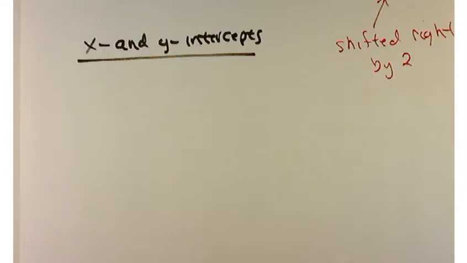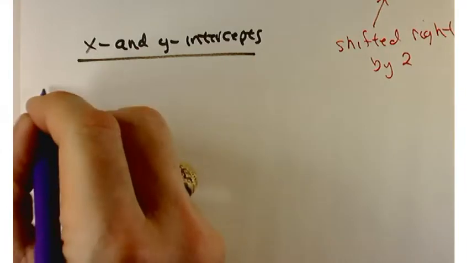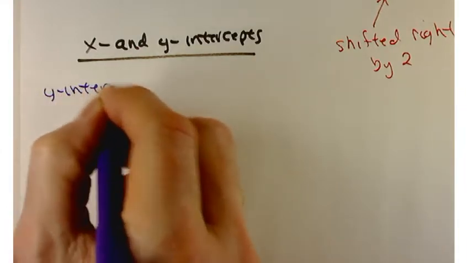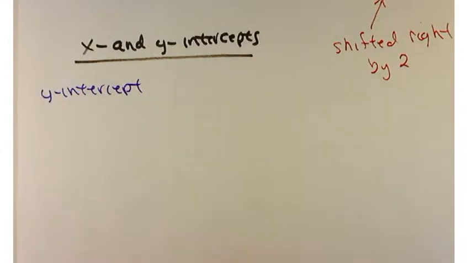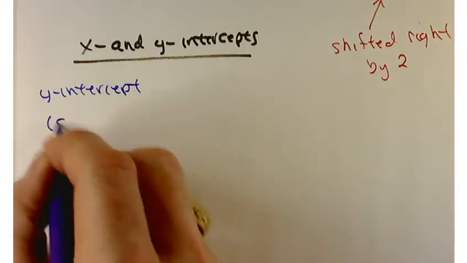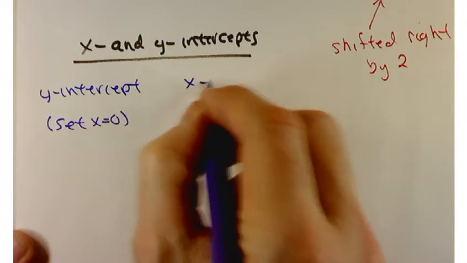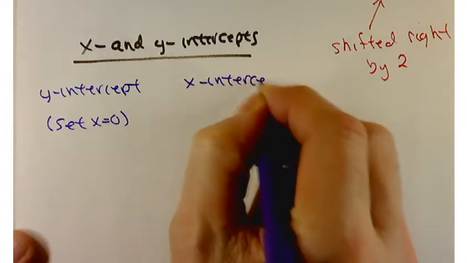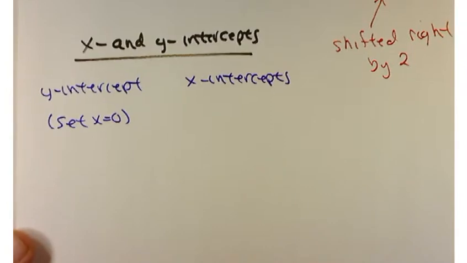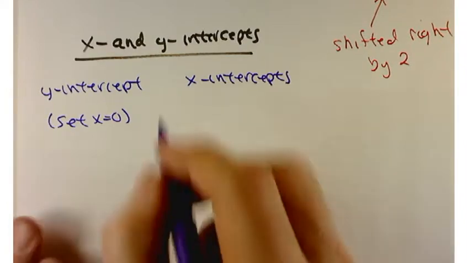Okay. Well, for the Y-intercept, what do we do to find the Y-intercept of anything? Yeah, set x equals 0. That should be pretty easy for us. Set x equals 0. For our X-intercepts, you're going to set y equal to 0.